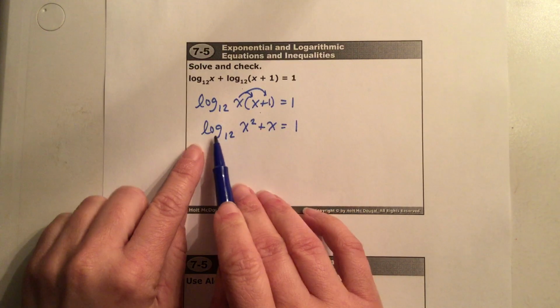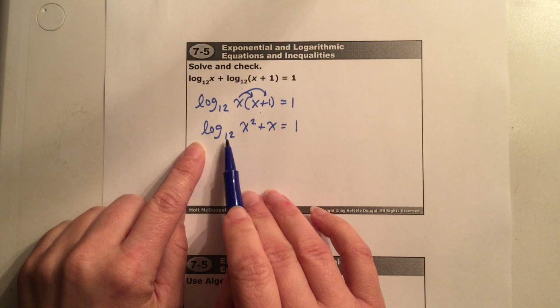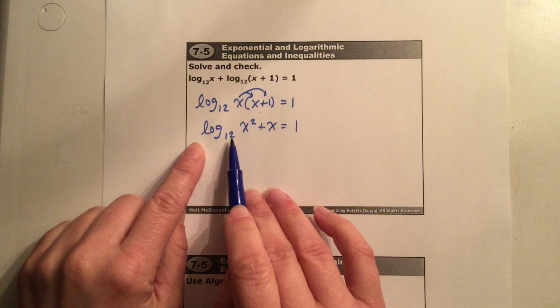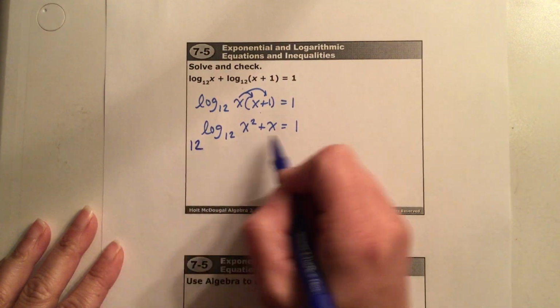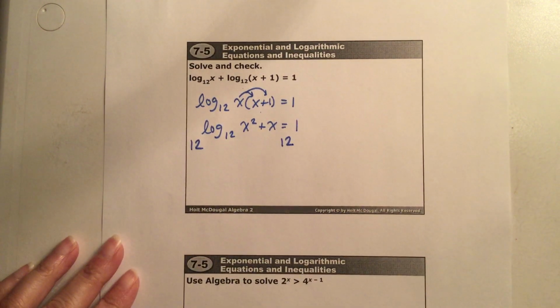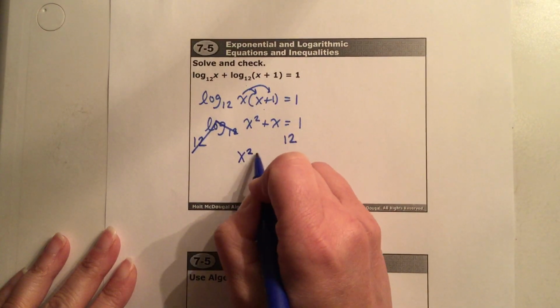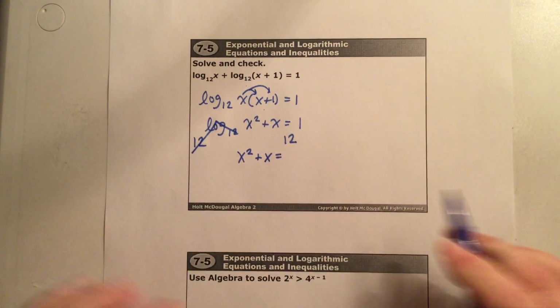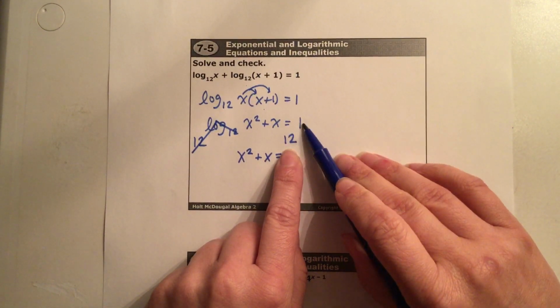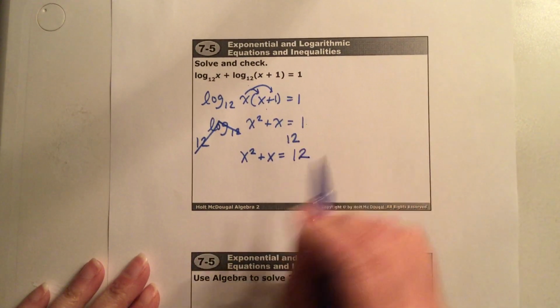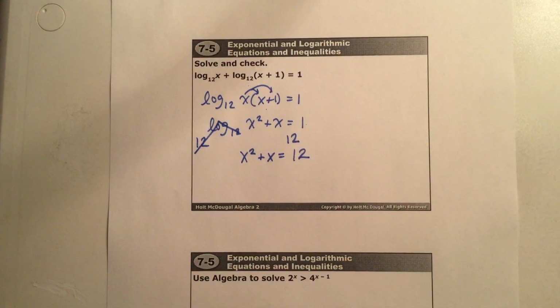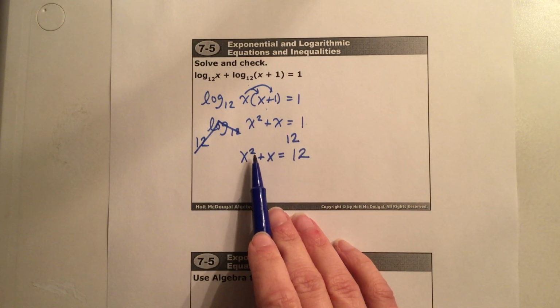Now that I only have one log, it's time to cancel it. To cancel a log with a base of 12, you need to give it an exponential base of 12. 12 to the log base 12 cancels. This side is x squared plus x. This side, 12 to the power of 1 is 12. I have a power of 2. In chapter 6, we talked about the fundamental theorem of algebra. That means that whatever the exponent is, that's how many solutions you need to find. We need to find 2 solutions here, you guys.